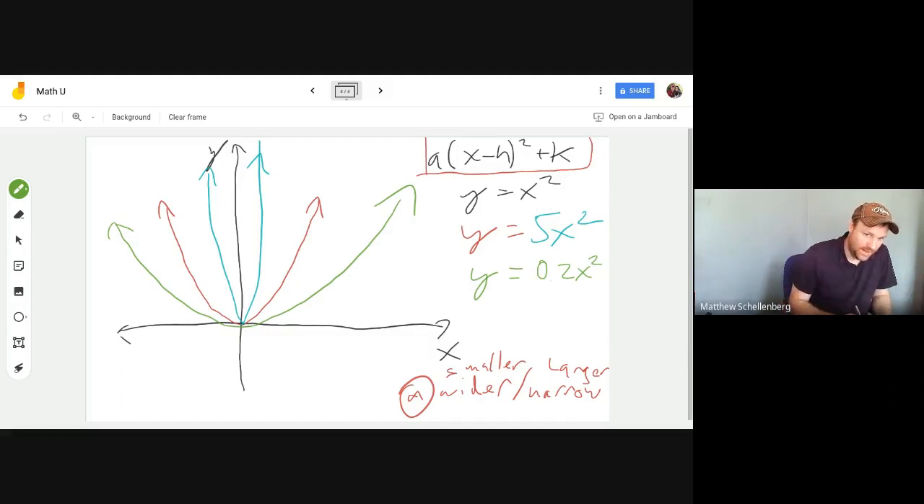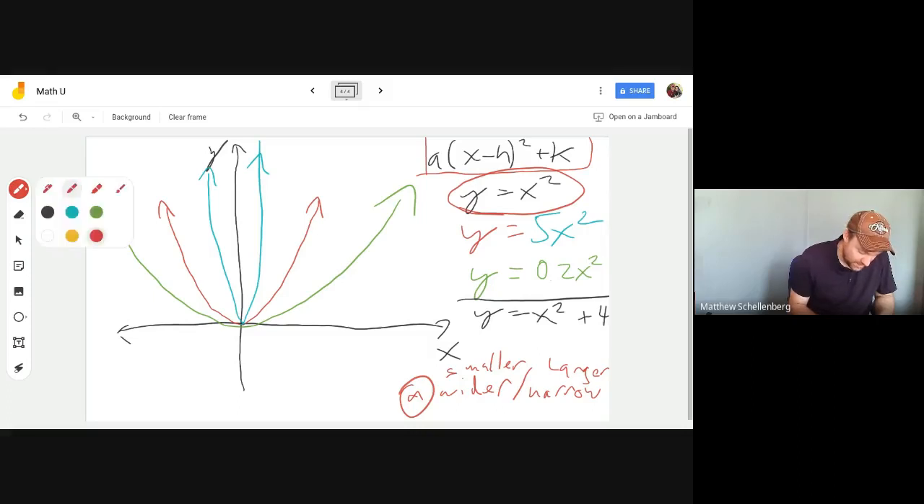Let's look at the k. So what if we have y equals x squared plus, I don't know, 4? Y equals x squared plus 4 would be the same as the original, which was the red one. Maybe I should make this red so we don't get confused. The red one was the original. If I move that up by 4 units, that's what we're doing with the k. So that is the same as that one, but we're going up like this.